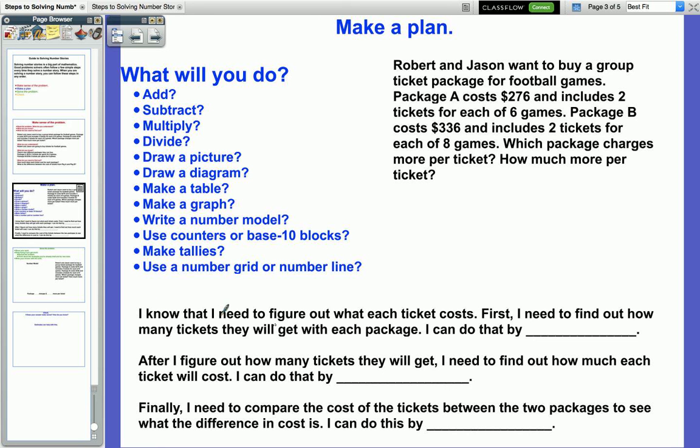So this is my plan, because this is what I know. I know that I need to figure out what each ticket costs. So first I need to find out how many tickets they will get with each package. So how can I figure out how many tickets they're going to get for package A?